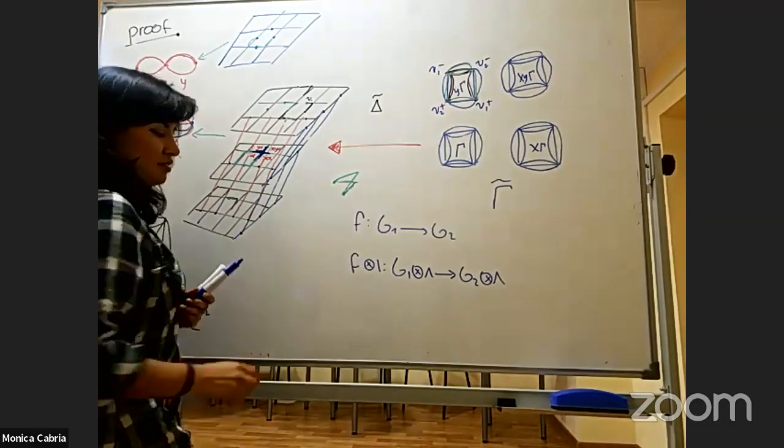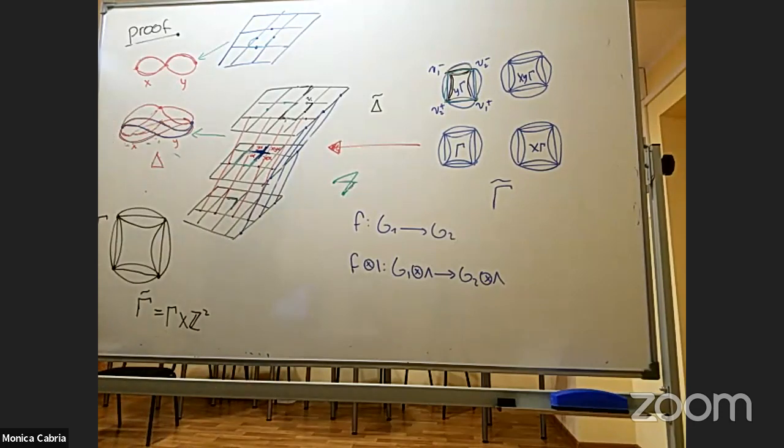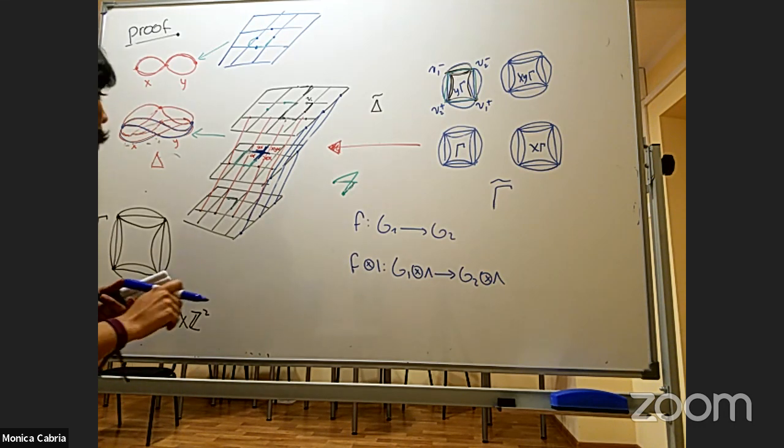Maybe just F tensor one. And that can be called F tilde. Yes, oh yes. Okay. So now remember that our... let me think about this.